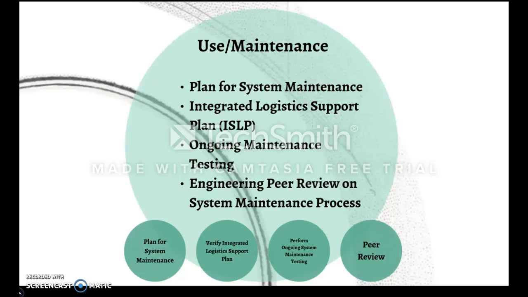The first is developing the VVT plan for system maintenance, which involves deciding what maintenance activities will be performed and when. The second is verifying the Integrated Logistics Support Plan, or ILSP. The ILSP identifies what support elements are needed for maintenance. The third activity is performing the ongoing system maintenance testing, which seeks to optimize the system availability and perform maintenance in the most effective way. The last activity is conducting an engineering peer review on the system maintenance process. This involves analyzing the maintenance process and its effectiveness and looking for possible improvements.